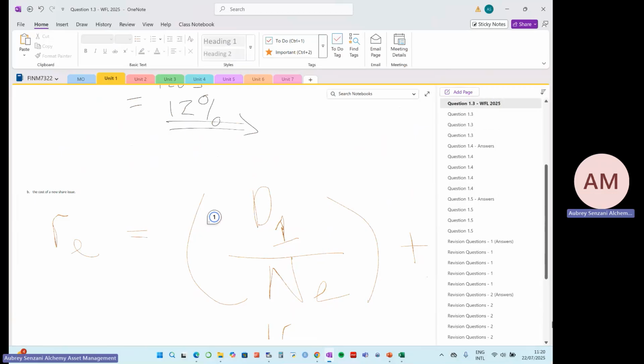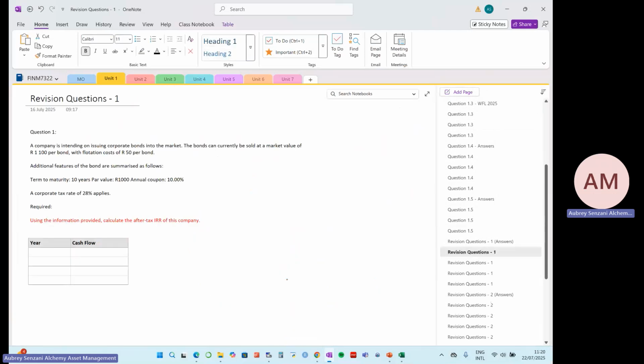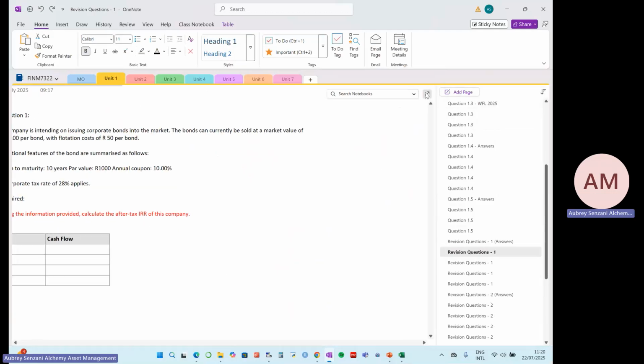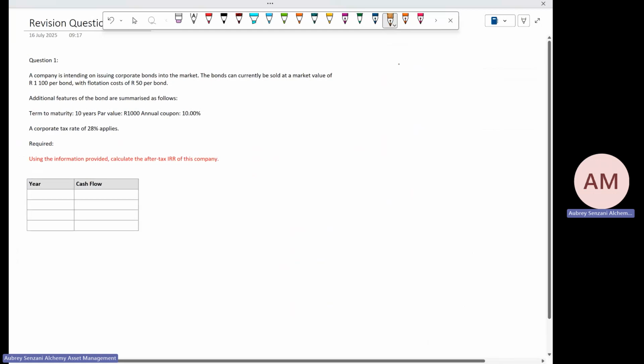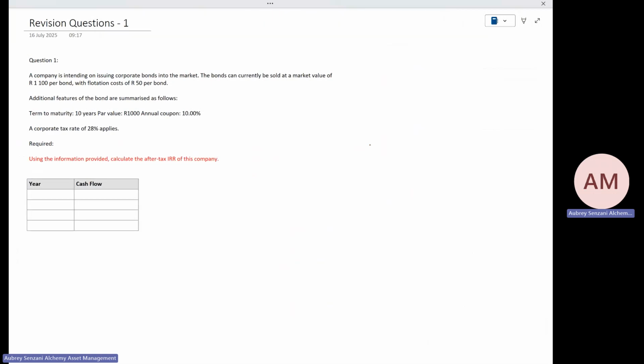So the last thing I want us to do is revision question 1. That's all I want us to do. Okay, and this I think you guys should be familiar with, because it's an IRR calculation. So let's get into it. Under the required, it says use the information provided, calculate the after-tax IRR of this company.